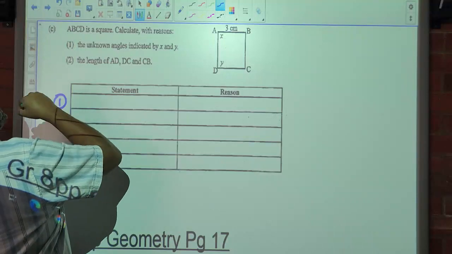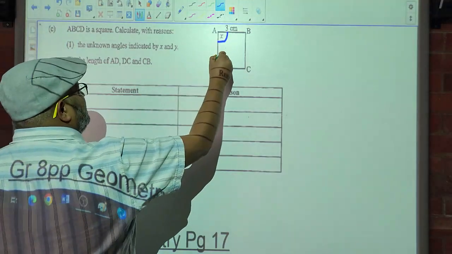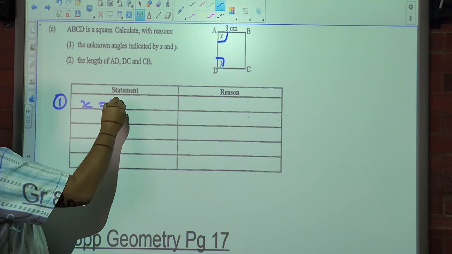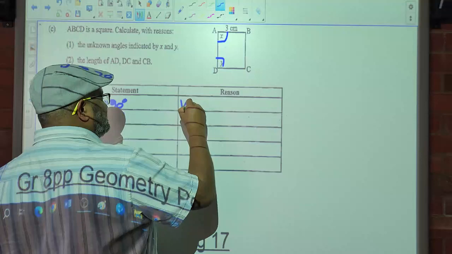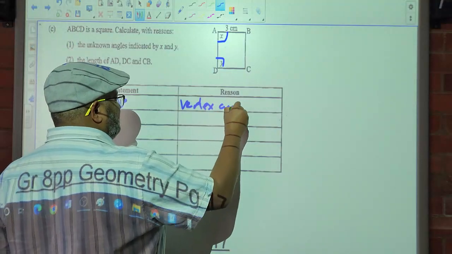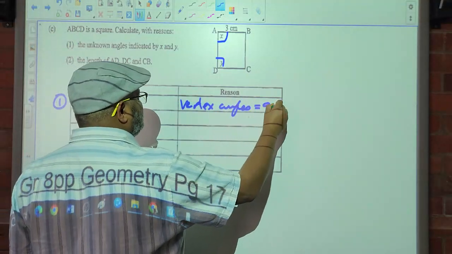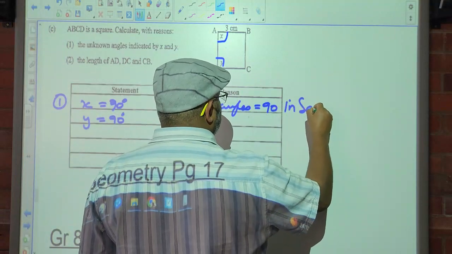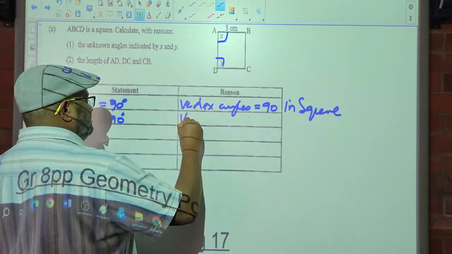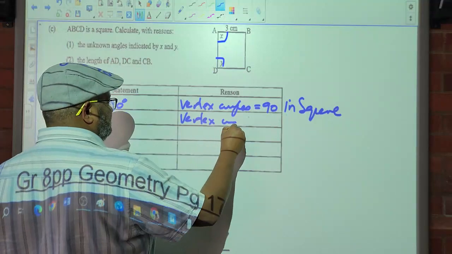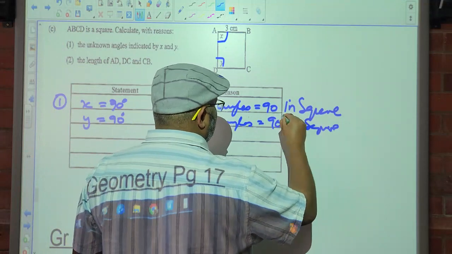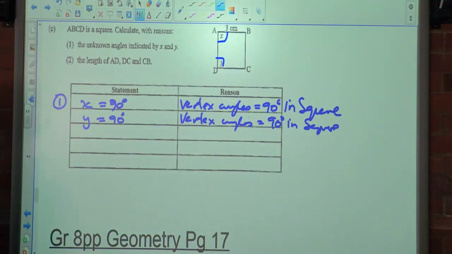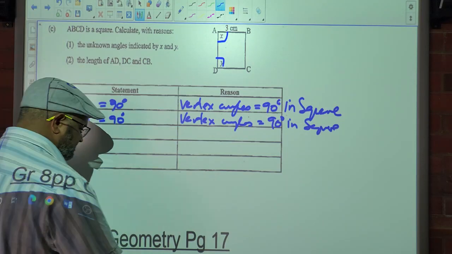Number 1, the unknown angles indicated by x and y. So we say x is equal to 90. y is equal to 90. Why? Vertex angles equal 90 degrees in a square. You guys understand? Let's look at number 2.